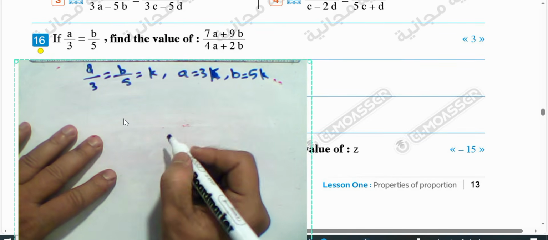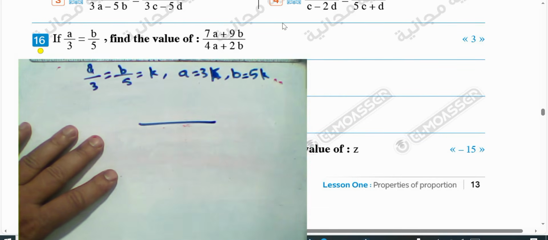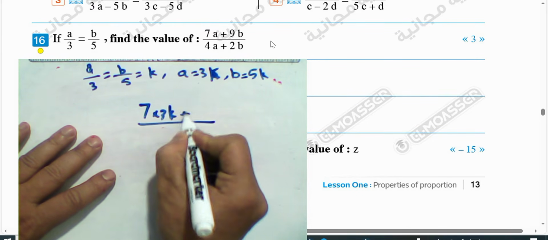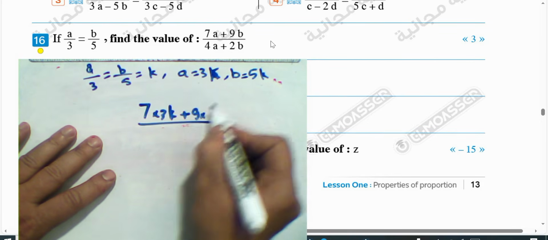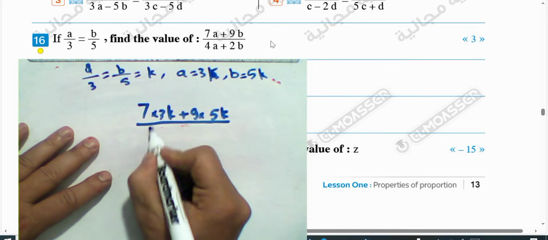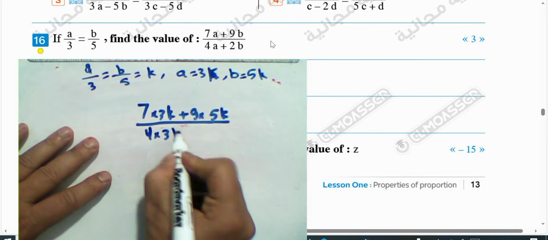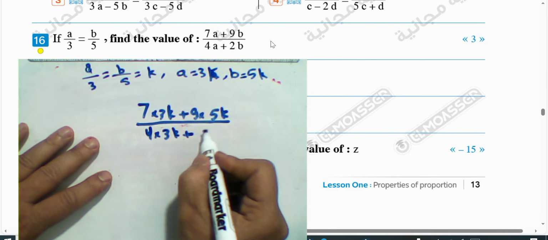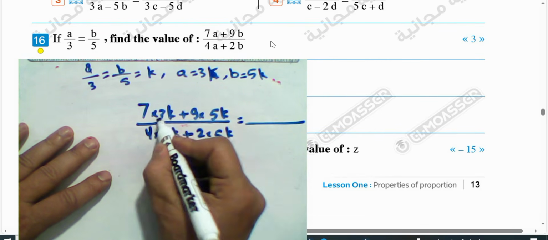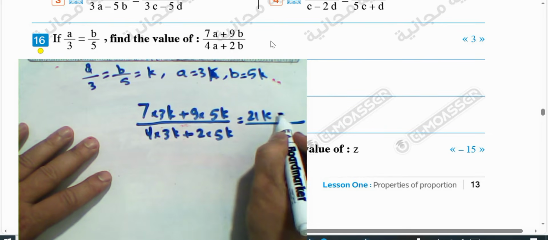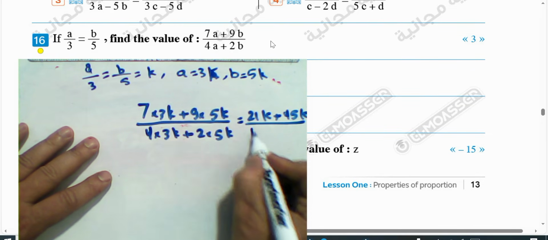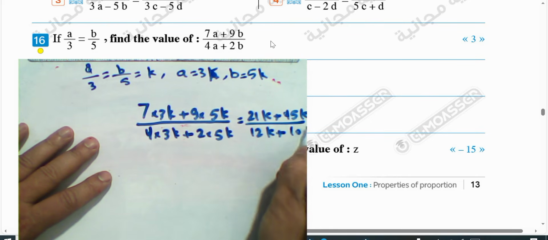Now I will put it into this expression: 7 times e, 7 times 3k, plus 9 times b, which was 5k, over 4 times e equals 3k, plus 2 times b, 2 times 5k. 3 times 7 is 21, 21k, plus 5 times 9, 45k. 3 times 4 is 12, 12k, and 2 times 5 equals 10k.